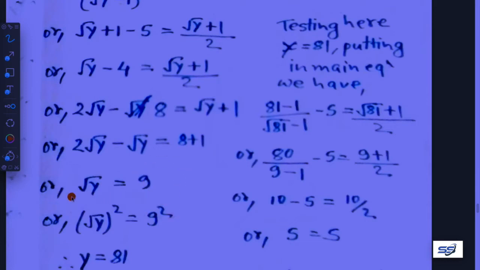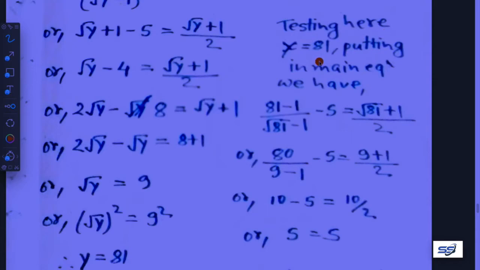Now squaring both sides, on squaring both sides, it comes root y whole square equals 9 square. Here root and square cancel each other, so here comes y equals 81. Here we get the value of y. Getting the value of y is not only sufficient; we have to test and show whether our result is right or wrong. If our result satisfies the original equation, the answer is right. And if it does not satisfy the original equation, then we have to say that the answer is wrong.